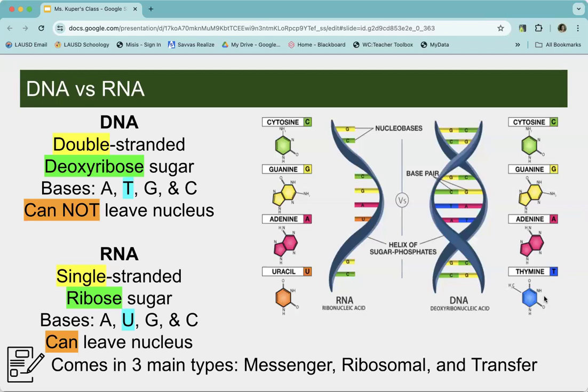And those will come into play when you guys are doing your gizmos during your block period. So hopefully this was helpful. We're all caught up on DNA and RNA structure and function.